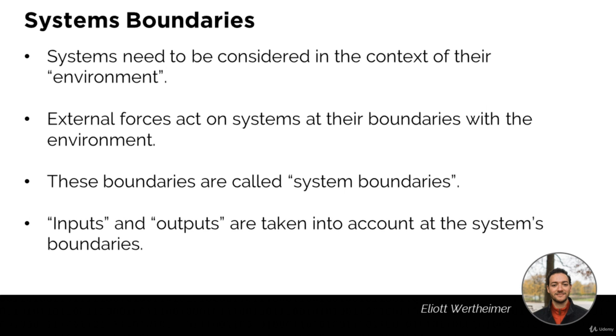It is also very important for us to define what are systems boundaries. Systems need to be considered in the context of their environment. For example, an airplane flying at 11,000 meters of altitude will experience completely different loads from an airplane rolling on the ground. The former will have most of the loads concentrated on its wings, while the plane rolling on the ground will experience most of its loads on its wheels.